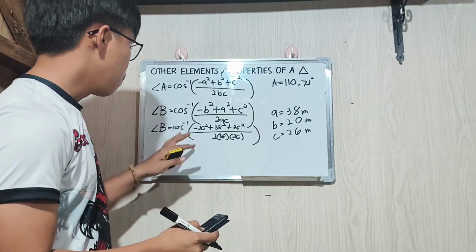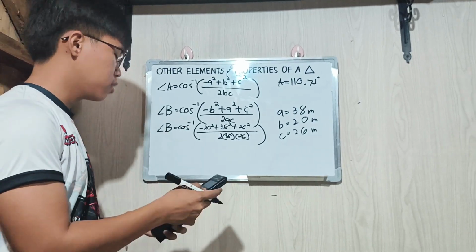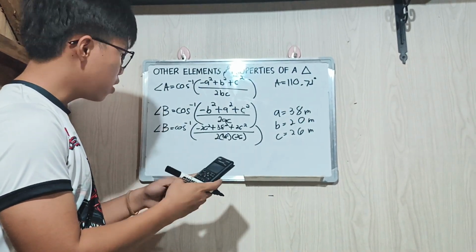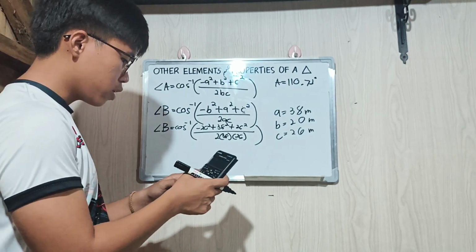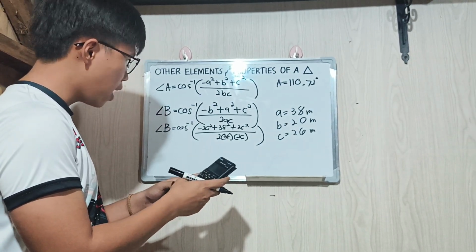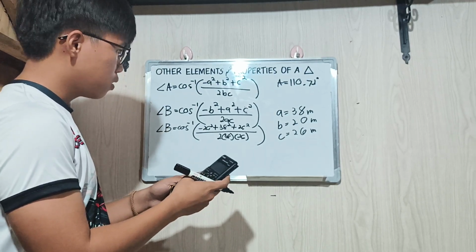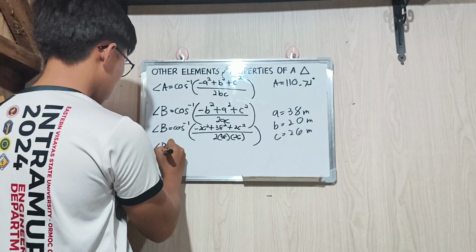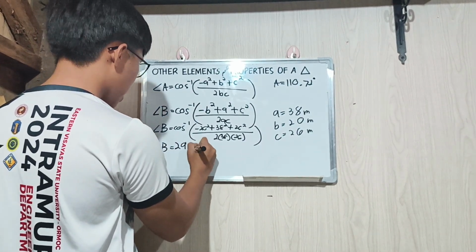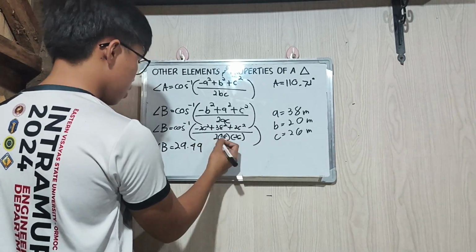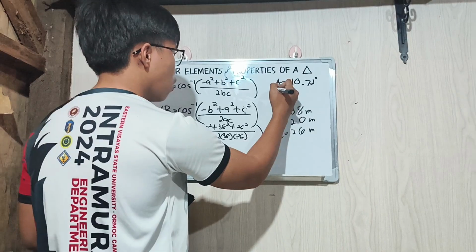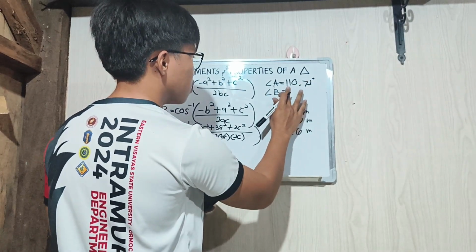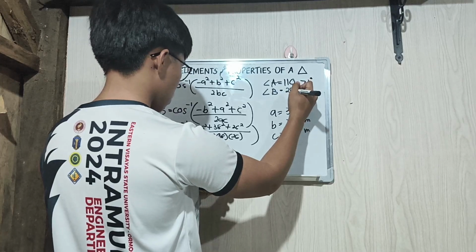So by using this, we're finally going to get the angle B. Arc cos of negative 20 squared plus 38 squared plus 26 squared over 2 times 38 times 26. So the angle B is 29.49 degrees.